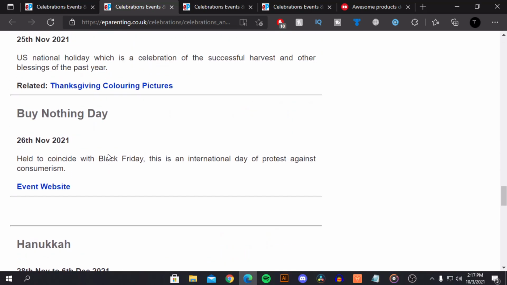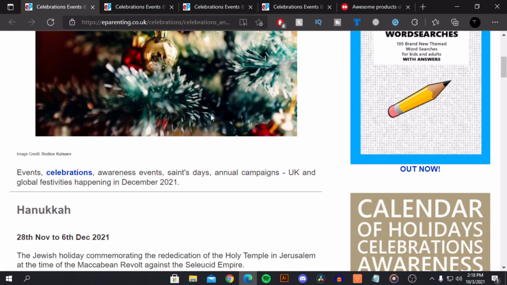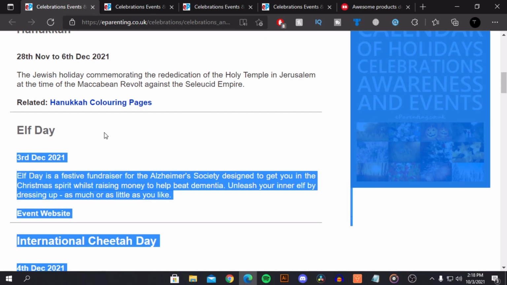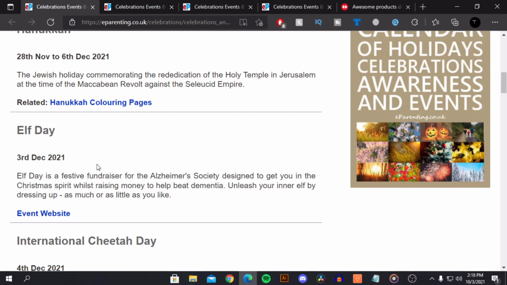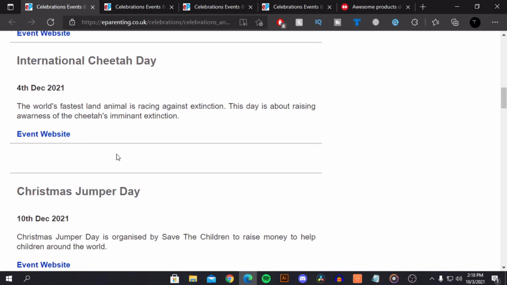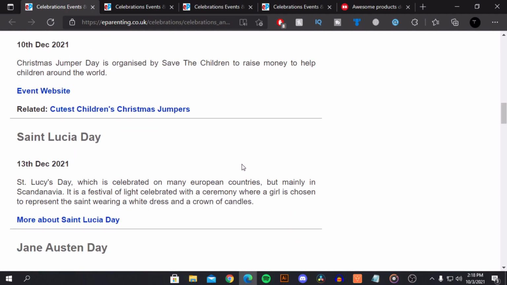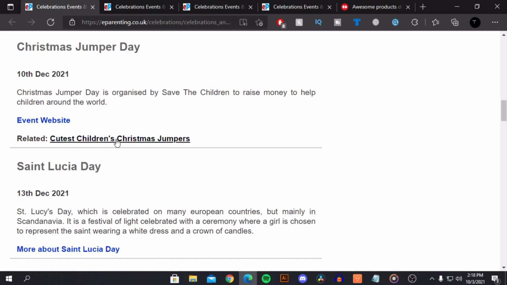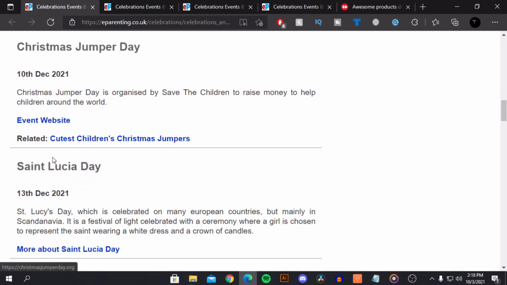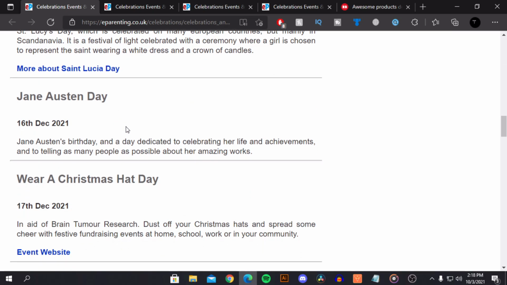The next month is December, and December, as you can see, is very important because of Christmas, and everyone loves Christmas. I also love Christmas. So here you can see it will start from Elf Day, held on 3rd December, and the next one is International Cheetah Day. You can also make designs on animal or cheetah print, such types of designs. The next one is Christmas Jumper Day, held on 10th December, and you can make a lot of designs on this topic as well. This is a very important topic.